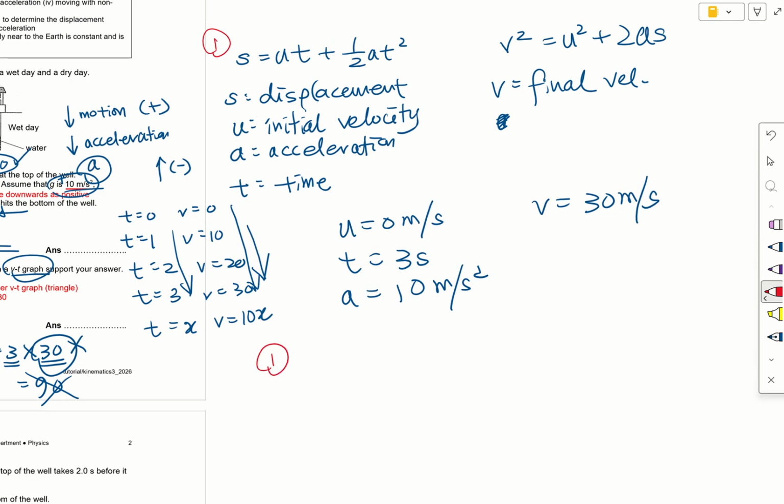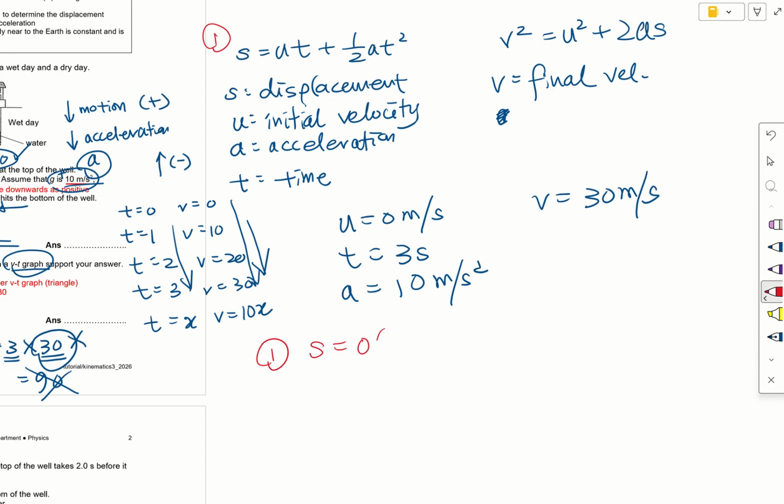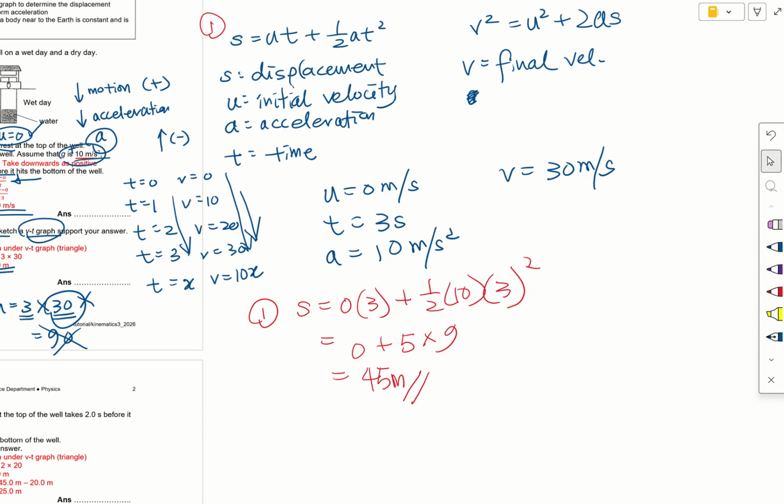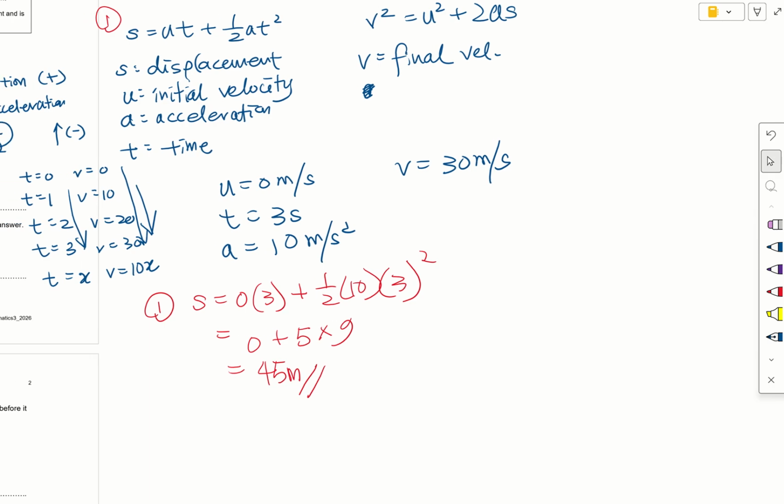So maybe I can do method 1 using this formula. S equals UT plus half AT square, and S is the distance moved, so it will be our unknown. U is 0 multiplied by T, plus half times 10 times T square, which is 3 square. So our displacement is 0 plus 5 times 9 equals 45 meters. So we can find the distance traveled or the displacement.